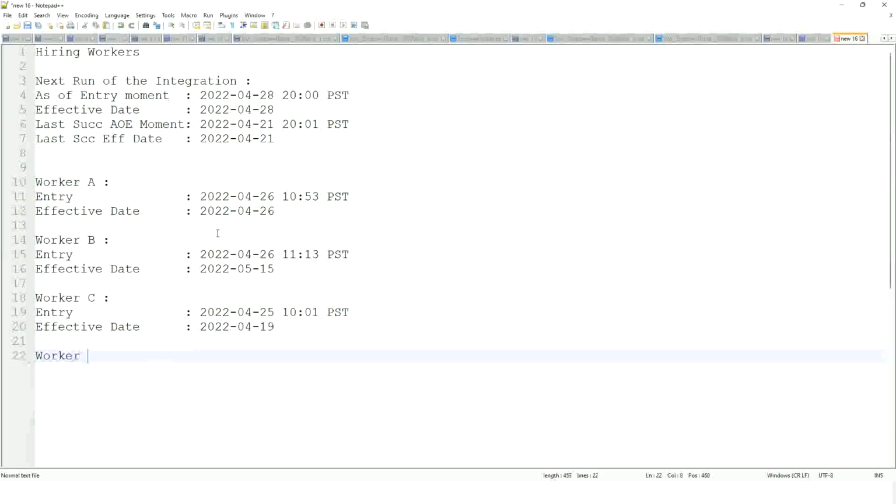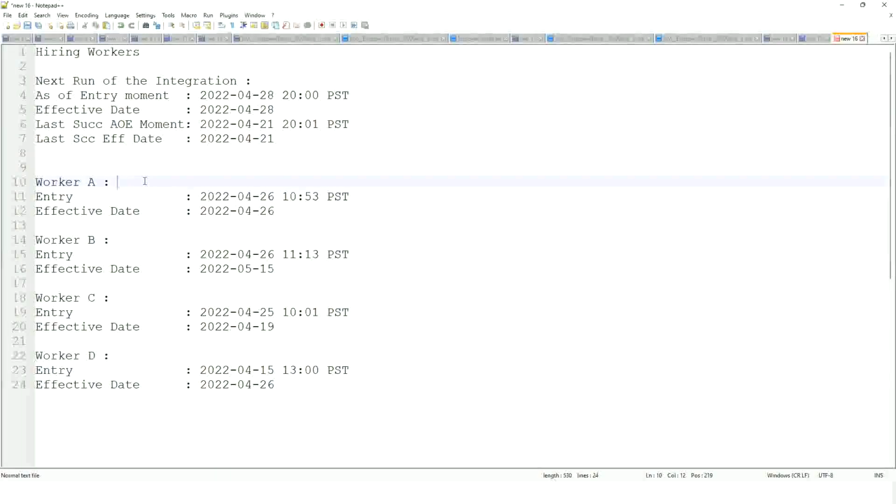And then we have another worker D. The entry was made on 2022-04-15 at around in the afternoon, 1300 PST. The effective date of the hire is 2022-04-26. Right. So this worker was entered on the 15th of April, okay, and at the time of entry they had given a future effective date of 26, right?